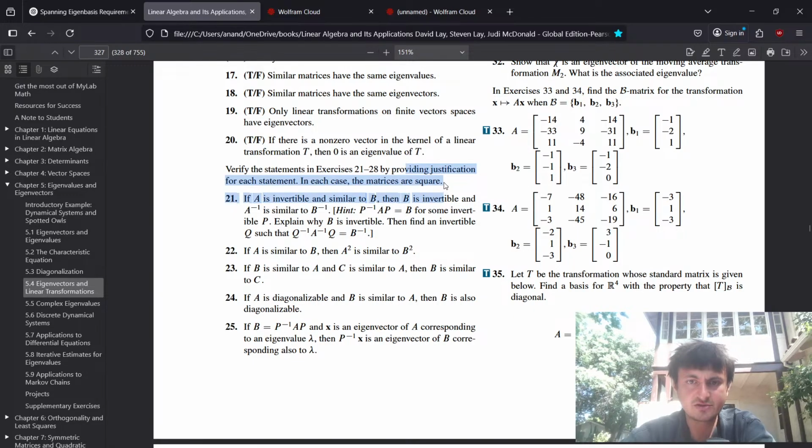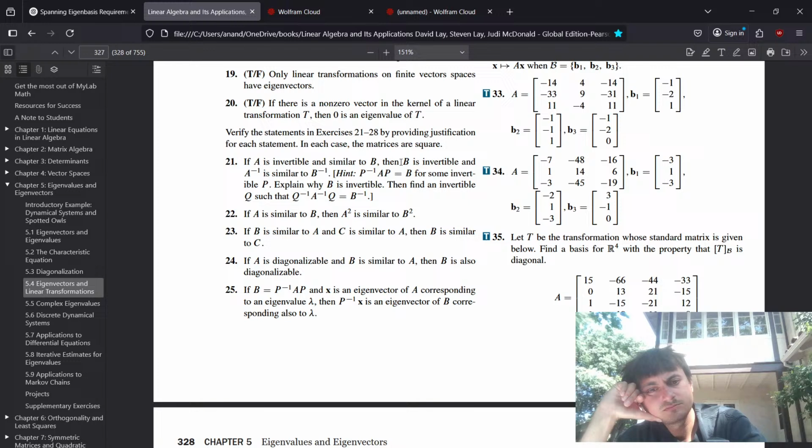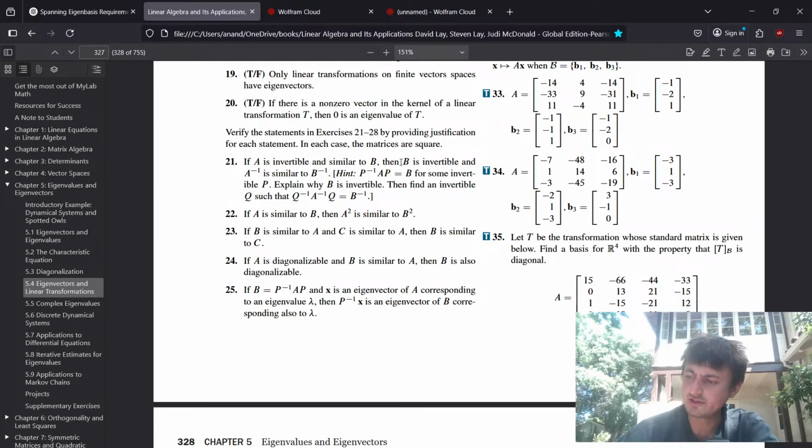Providing justification for each case, matrices are square. If A is invertible and similar to B, then B is invertible. Oh, these ones are fun, man. Ooh, similarity, things like this is fun. Explain. So hint, P inverse AP is equal to B for some invertible P. Explain why B is invertible. Then find an invertible Q. Okay, 21 is cool. We're definitely going to do 21.